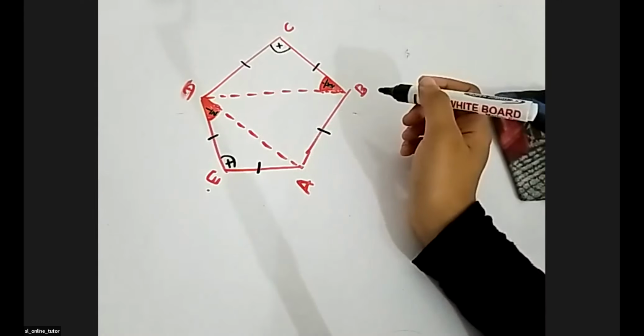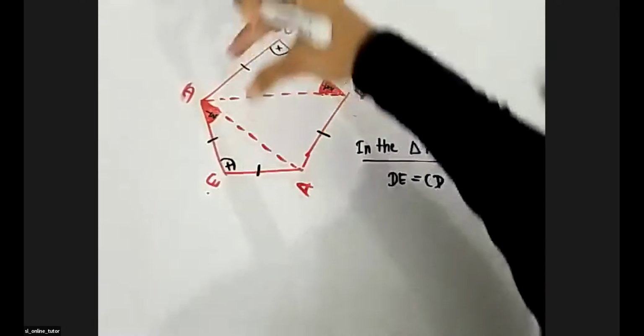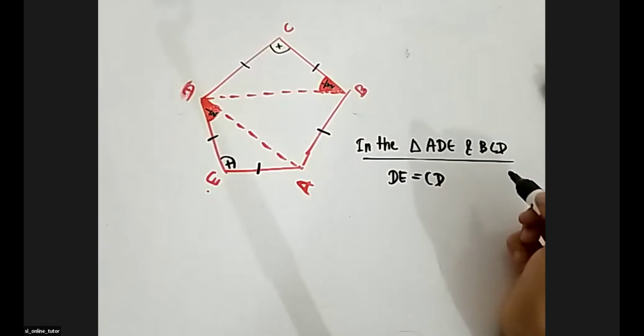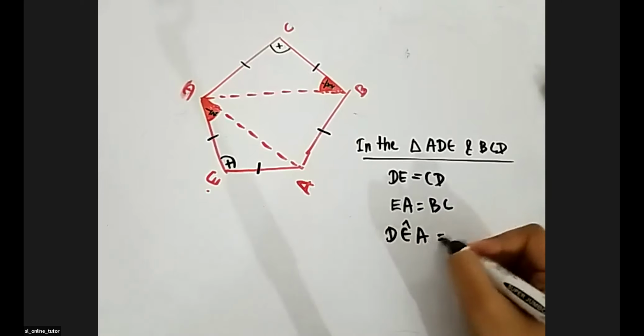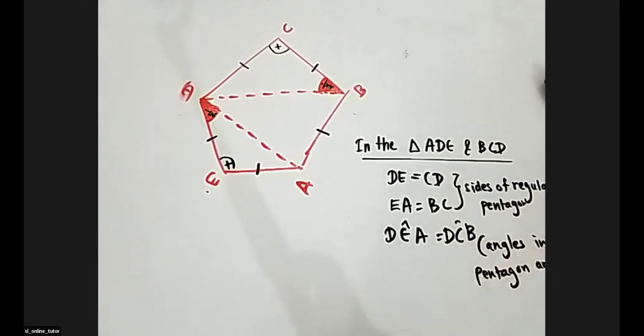Now we'll take what two triangles? ADE and BCD. Very good. Now I can write DE is equal to which one? CD. Yes, because if you take it and coincide, it comes. Then what else? EA equal to CB. Then there is an angle also. Angle DEA equal to angle DCB. So here you can write the reason: sides of a regular pentagon. Then here you can write down: angles in a pentagon are equal. See whether you have written all these things, then only you are getting the marks.